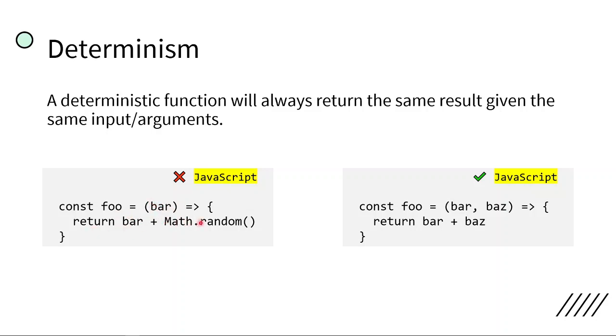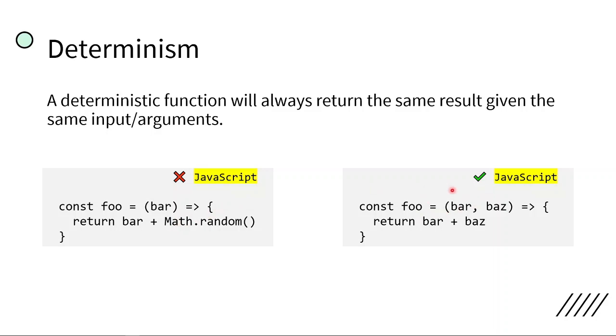So for example, there is a left side na nga code nag-pass ta og bar as argument. However, as you can see, we also return bar plus math.random. So of course, ang math.random, it produces random numbers. Therefore, go against na siya sa determinism nga rule. Because again, when we say a function is deterministic, it should always return the same result given a certain input.